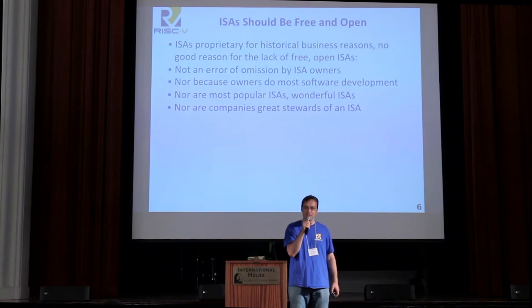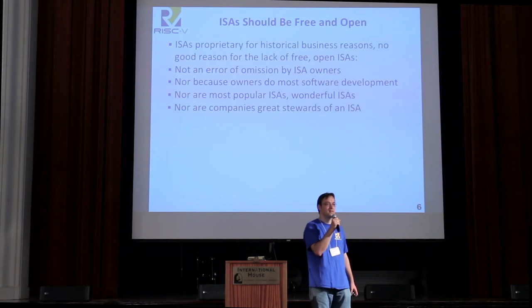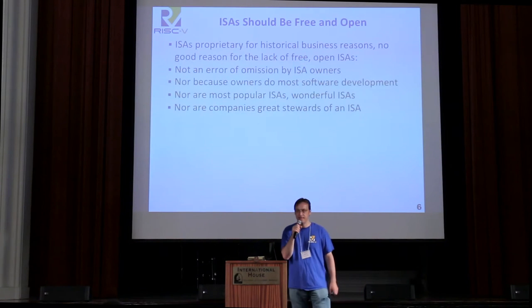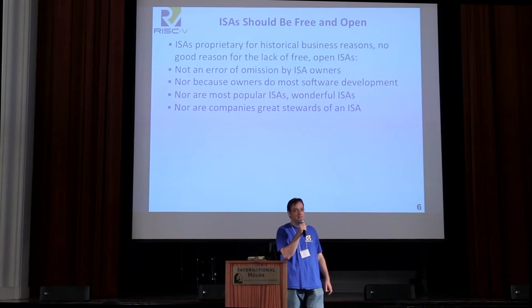Just think of what they tried to do to the industry. Billions of dollars were lost by companies trying to go with Itanium. So these guys are not very good at looking after an ISA either. They make big mistakes and lose companies huge amounts of money.